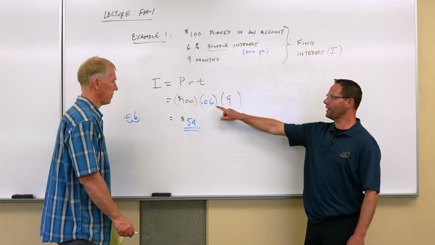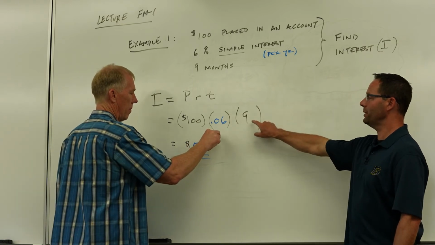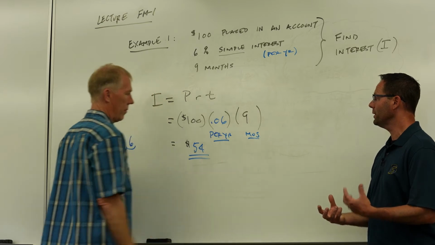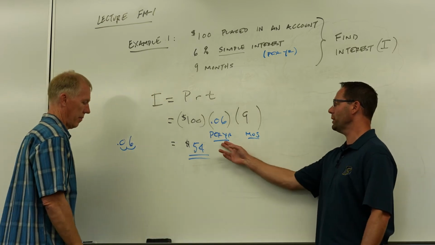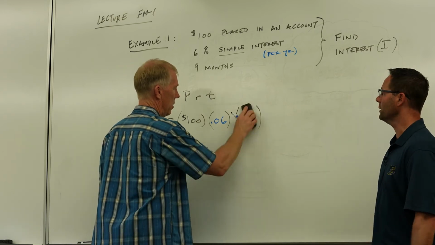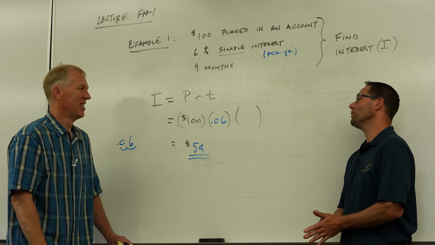So if you were to write the units out on the 6% per year, and then you would write the units out on the 9, which would be months, that's the lack of agreement in the unit. So if this is going to be per year, then this has to be in years. We actually didn't even invest it for a year. Well, how do I say 9 months in terms of years? It would be 9/12 of a year, wouldn't it?